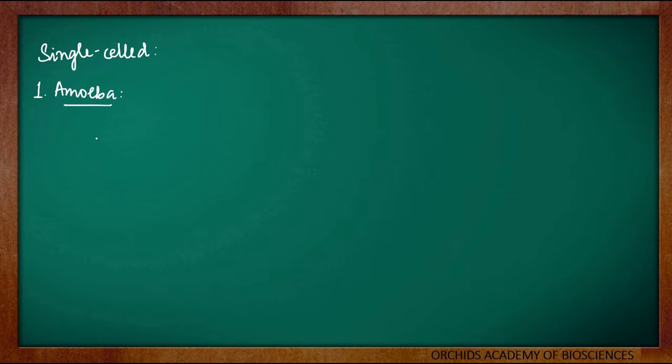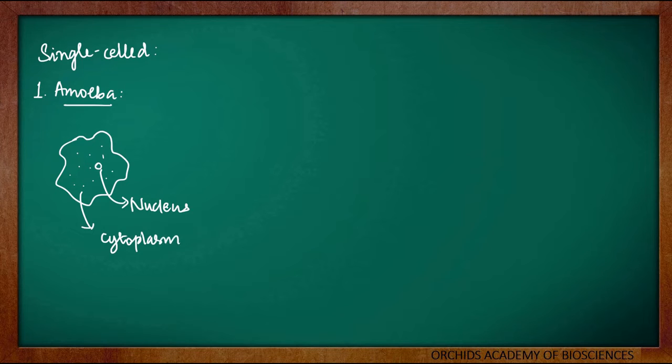We know that amoeba is a single-celled organism with not a proper or definite shape. It has a free-flowing cytoplasm and a prominent nucleus. So first we'll draw an amoeba with its cytoplasm and a prominent nucleus. So this is its nucleus. This one is cytoplasm. So this is the structure of amoeba.